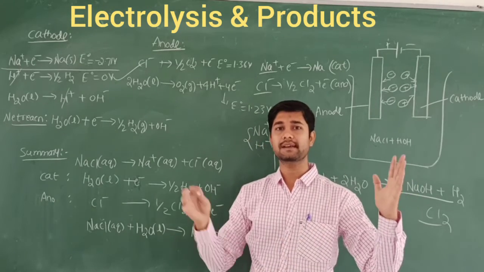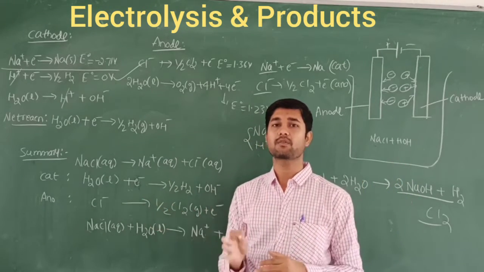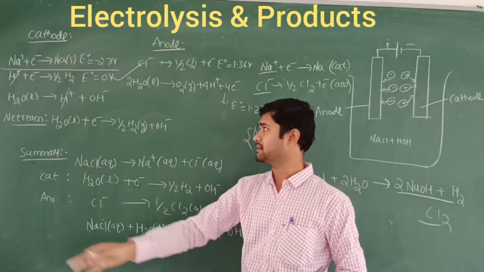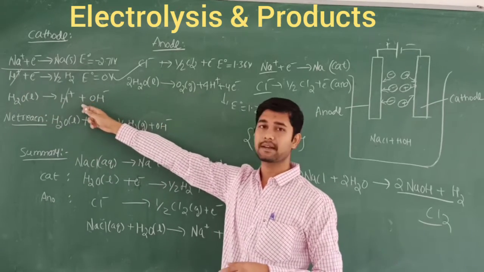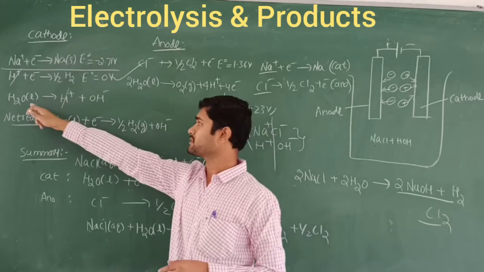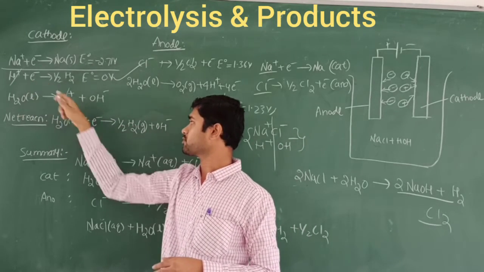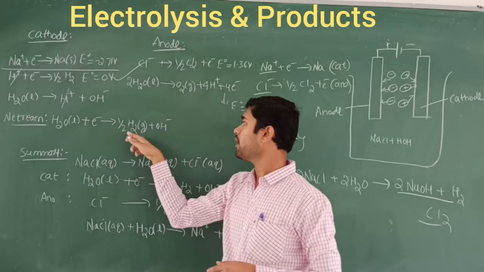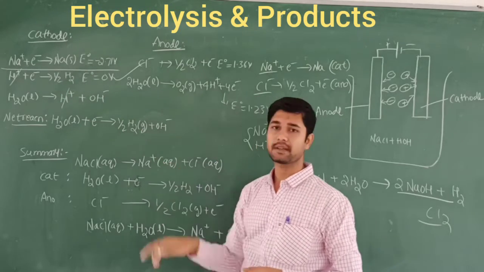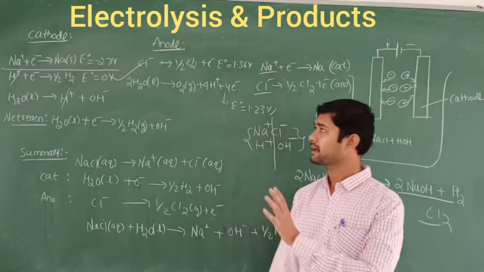That means comparing the left-hand side and the right-hand side, what is common? We are going to cancel it. The H plus from the left-hand side and the H plus from the right-hand side, I am going to delete. So what is remaining? Water plus electron on the left, and on the right side the products H2 gas and OH minus. So this is the net reaction for the cathode.